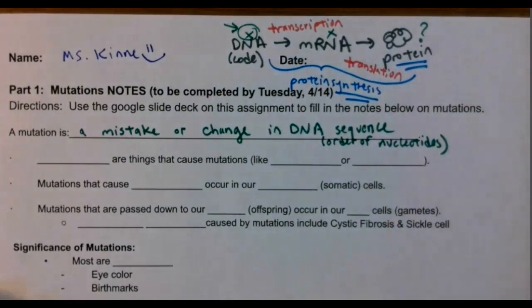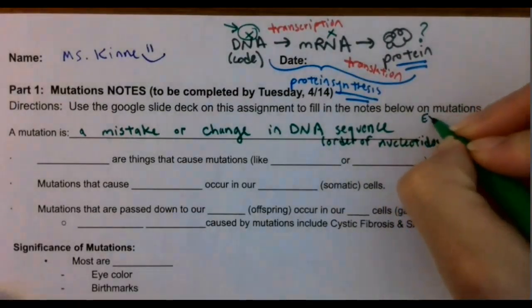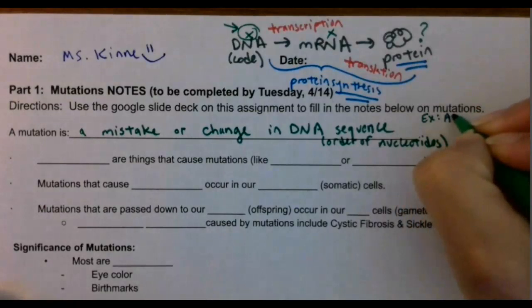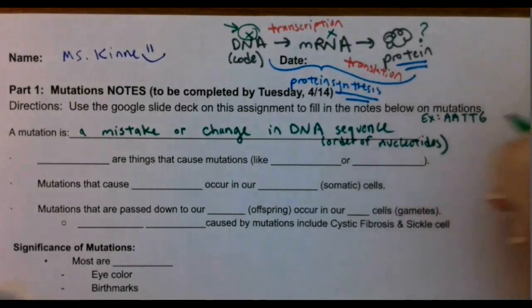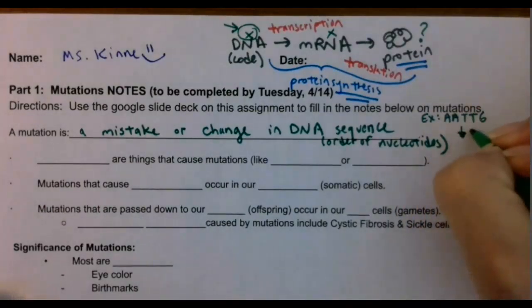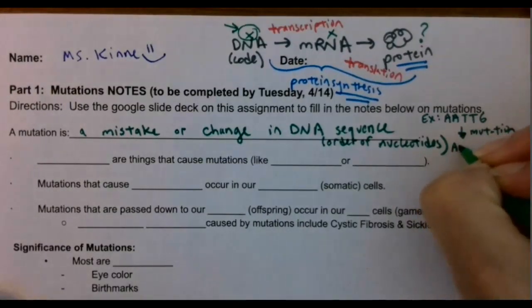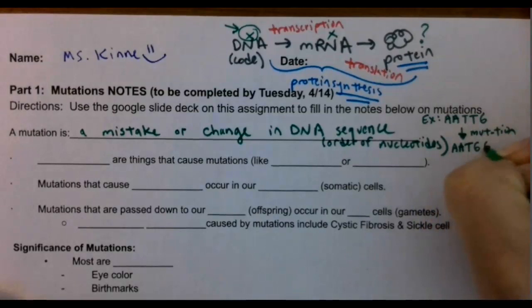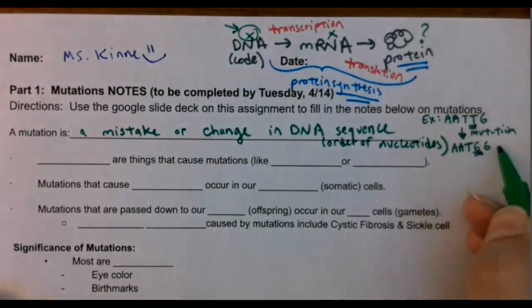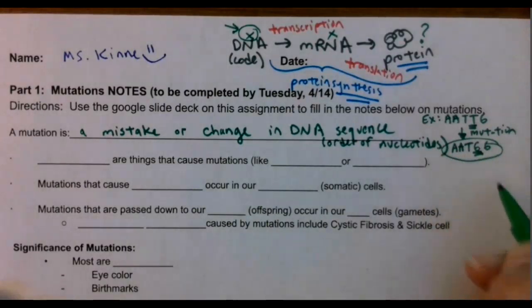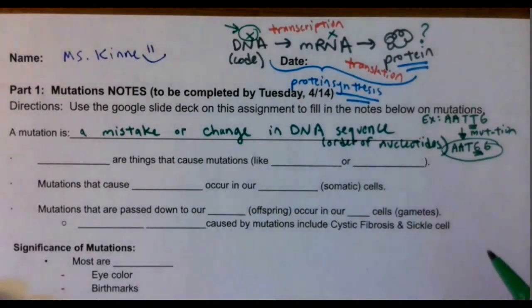So let's say, for example, the order of the nucleotides was supposed to be AATTG. And there's a mutation, and now the order is AATGG. This T changed to a G. How could this change in the DNA, this mutation, affect the protein? That's what we're going to be learning about today.